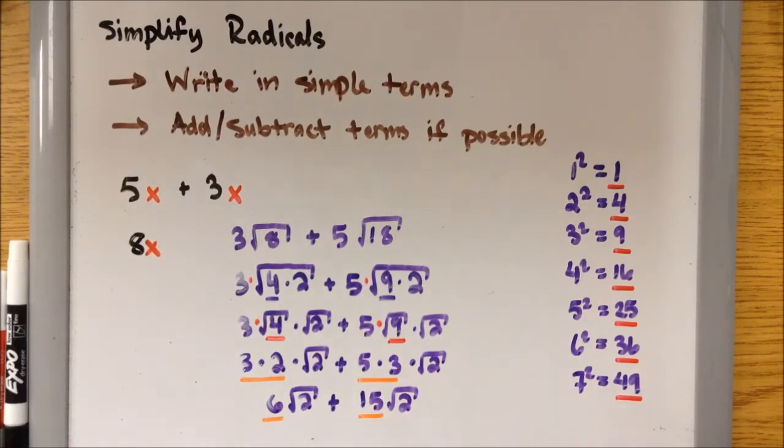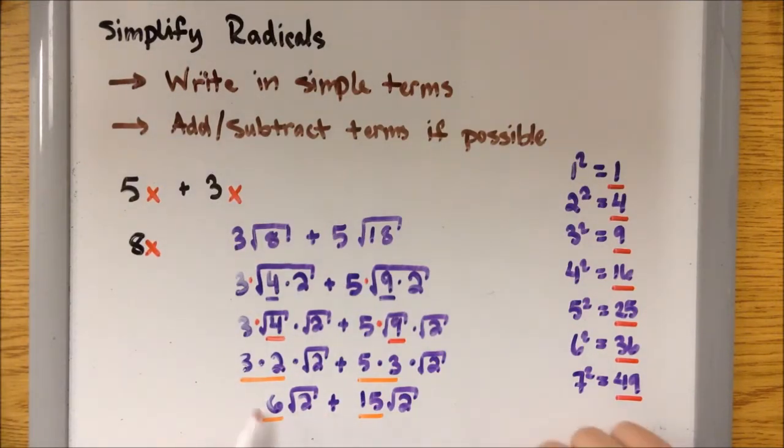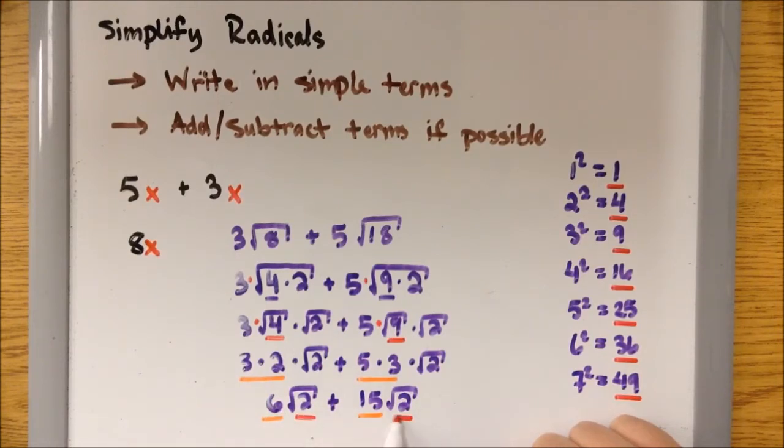Now, let's check. Can we add or subtract like terms? Yes, we can. Because both of these, they have square root of 2. So, how does that work? Now, if we pretend the radicals are like variables. So, for example, if it was 6x plus 15x, it would be 21x. So again, I was just pretending that the radicals were variables.